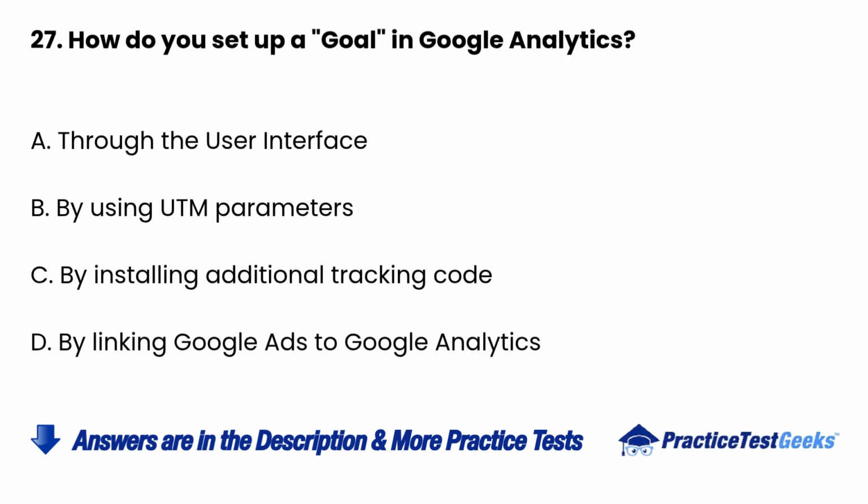27. How do you set up a goal in Google Analytics? A. Through the user interface. B. By using UTM parameters. C. By installing additional tracking code. D. By linking Google Ads to Google Analytics.